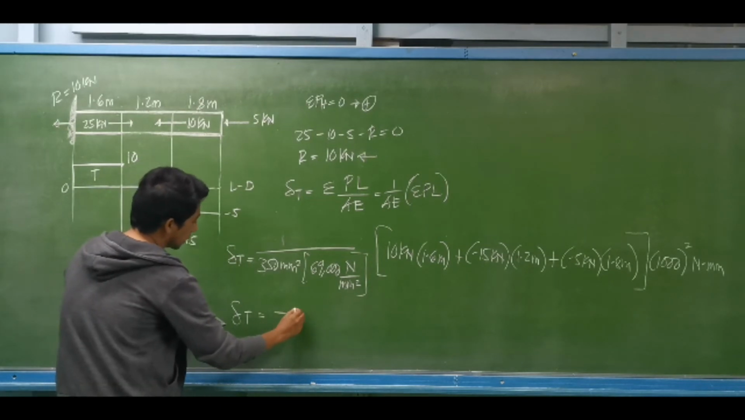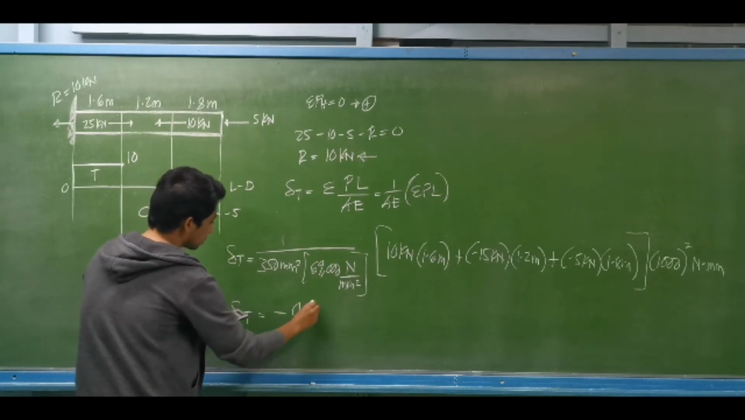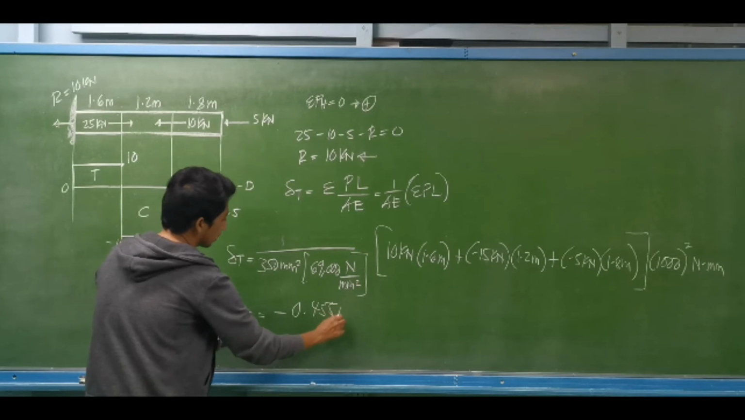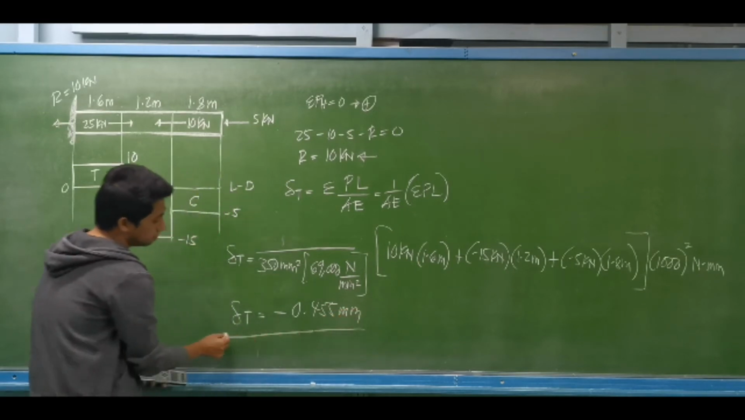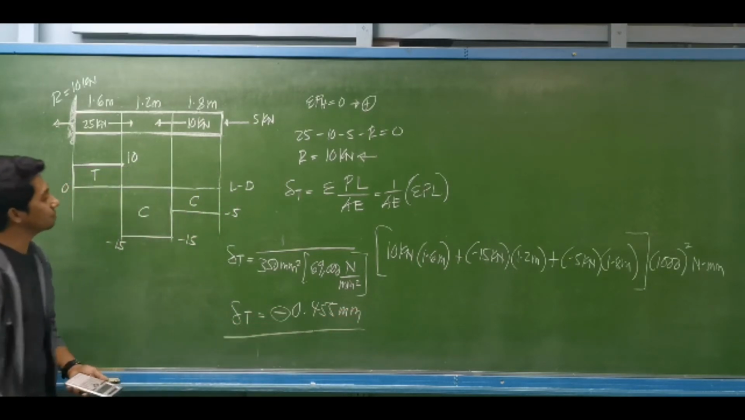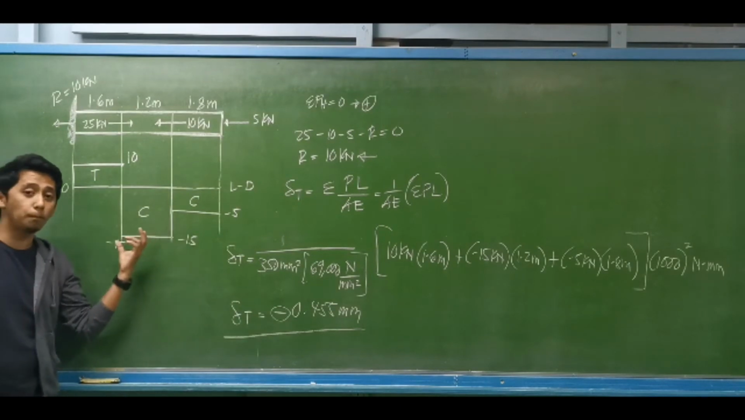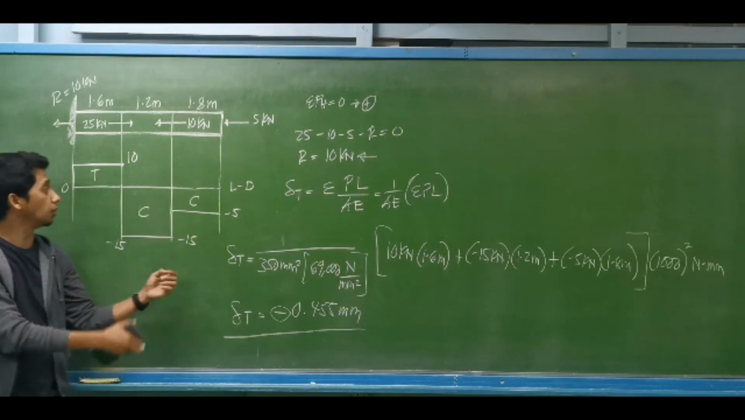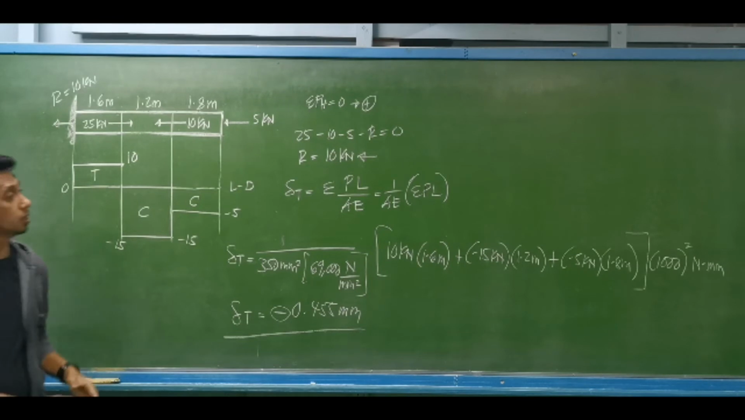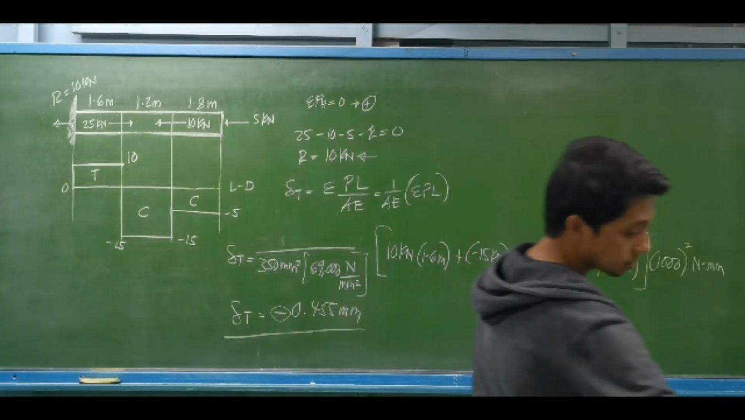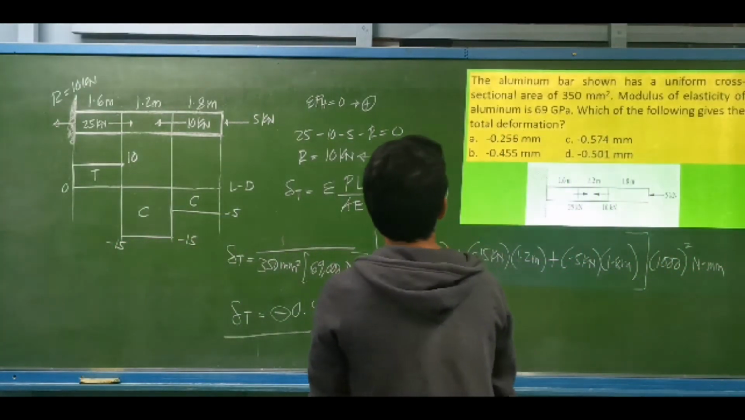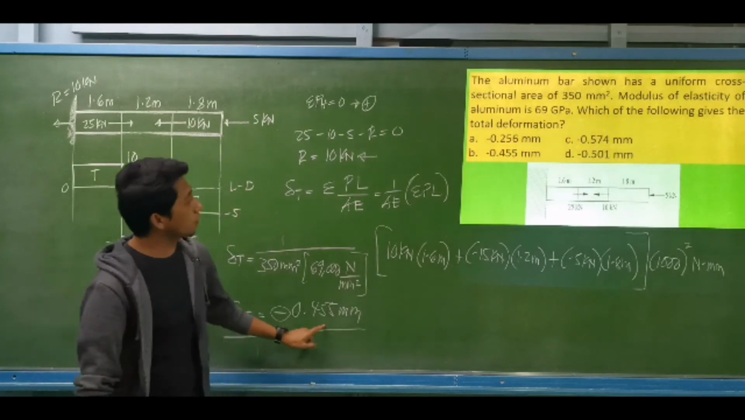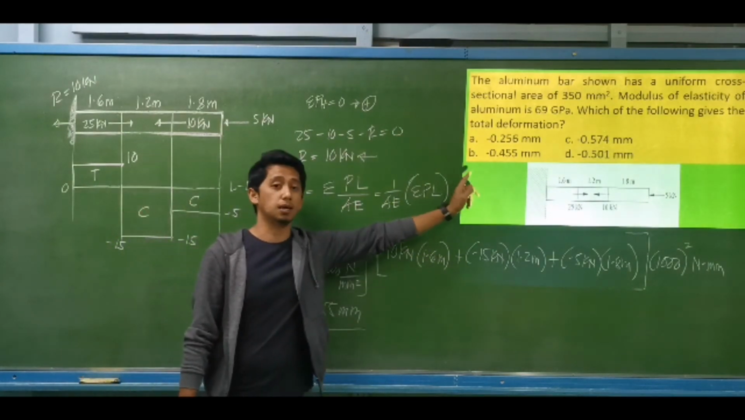So we have that as negative 0.455 mm. So the negative sign means I will be having more compression or more shortening than elongation. So on our choices, negative 0.45 mm, it is letter B.